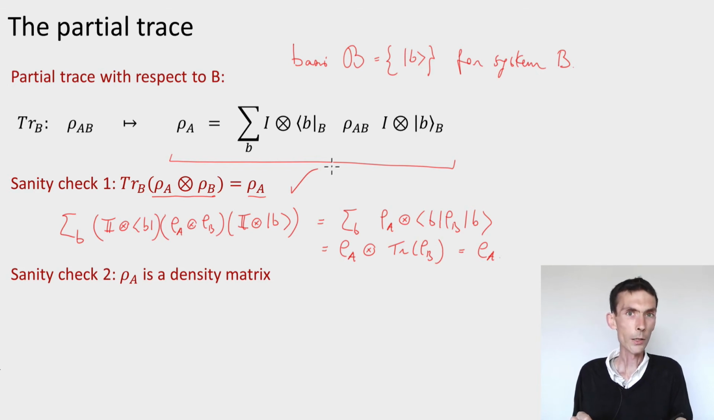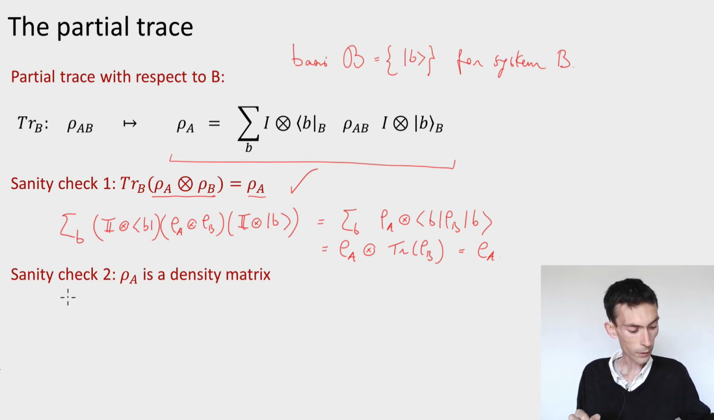So we should verify that it's positive semi-definite and has trace 1. One thing that's clear from the definition is that it's Hermitian. So in order to check that it's positive semi-definite, I only need to verify that its overlap with any pure state is positive. So let's check that.